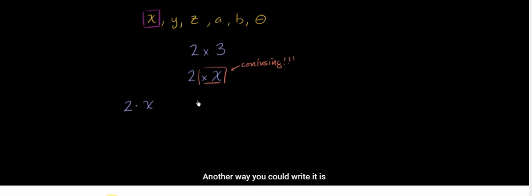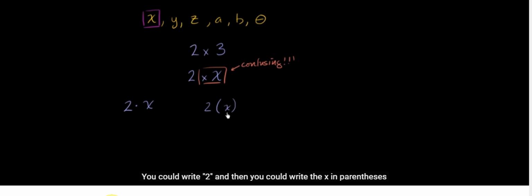Another way that you could write it is you could write 2, and then write the x in parentheses right next to it. This is also interpreted as 2 times x. Once again, if in this situation x were 7, this would be 2 times 7, or 14. And then the most traditional way of doing it is to just write the x right after the 2. Sometimes this will be read as 2x, but this literally does mean 2 times x.